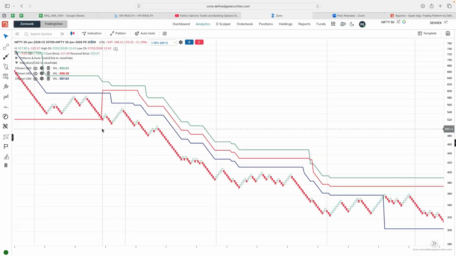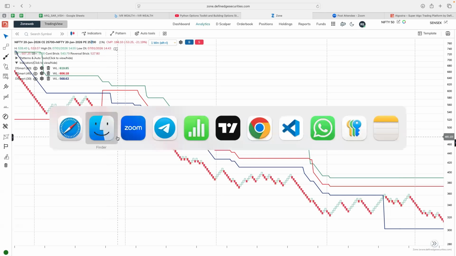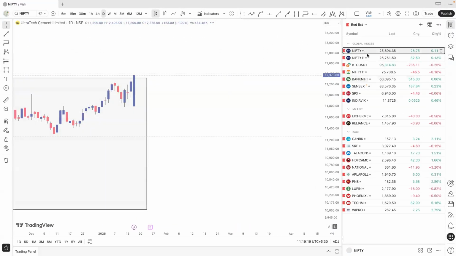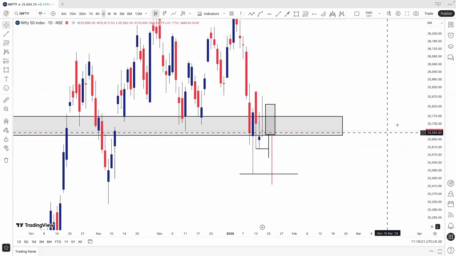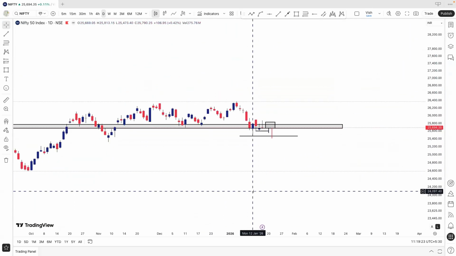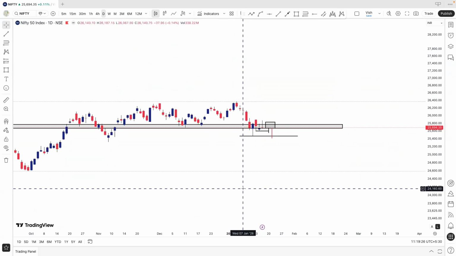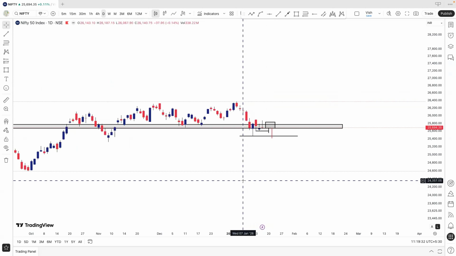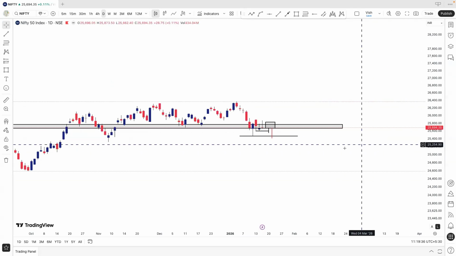What is the date of this? 7th Jan. Let's see what's happened. Where is the price on 7th Jan? See, 7th Jan onwards, price has moved like this, right? Close was 26,140. Now you're at 25,700.